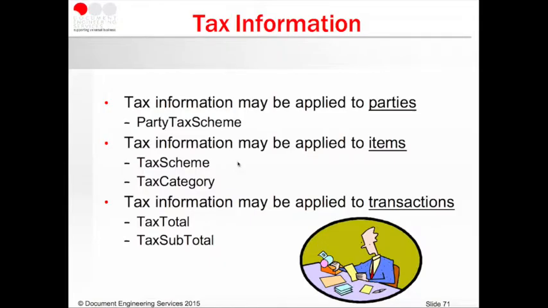So let's talk a little bit about tax. It is again a critical component of any commercial transaction. And tax in the UBL world covers three domains. Tax information about the party, which tends to be stable and applies to a party over its lifetime. Tax information that applies to an item, a particular goods or services that have different tax categories. And then tax information applied to transactions. So when this party deals with this item, this is the tax information that applies.